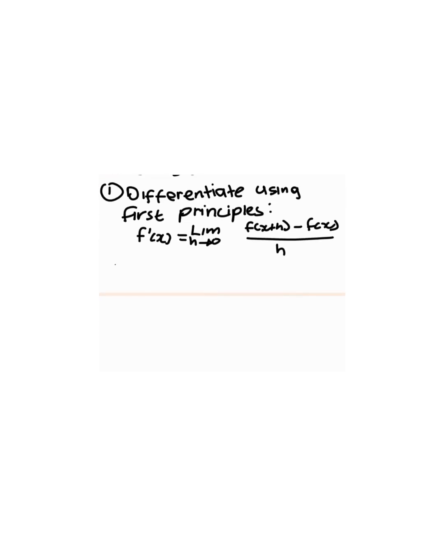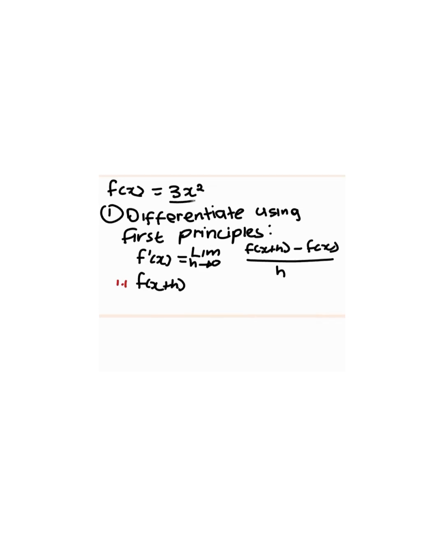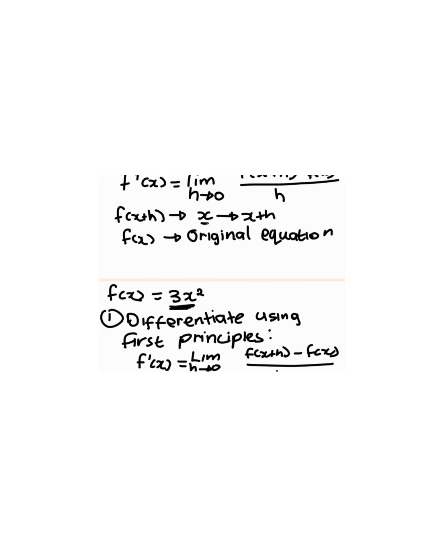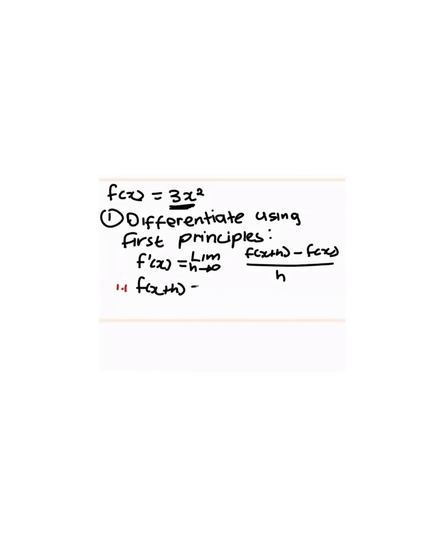So the first step, we are going to say, what is our f at x plus h? It means you take that original equation. Remember we said wherever you see x in the original equation, you put x plus h. The original equation is 3x squared, so it's 3 in the bracket x plus h squared, and we need to now simplify it.